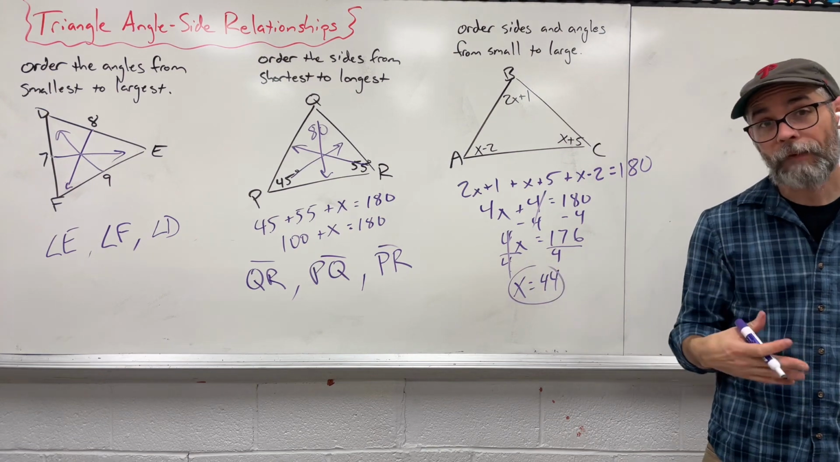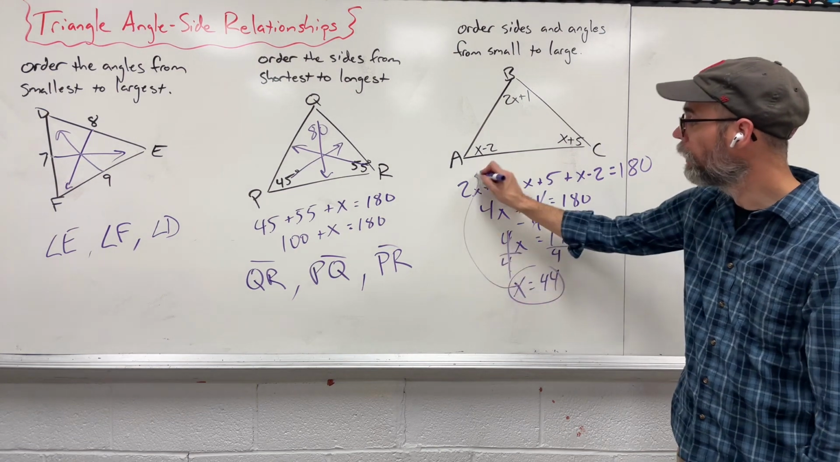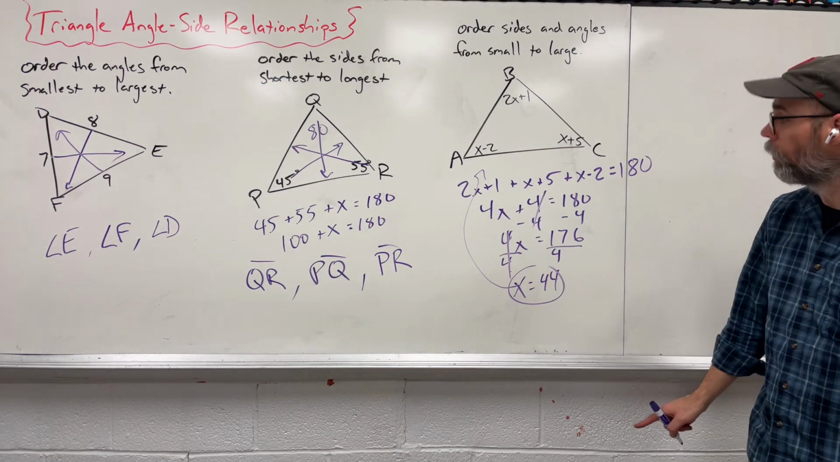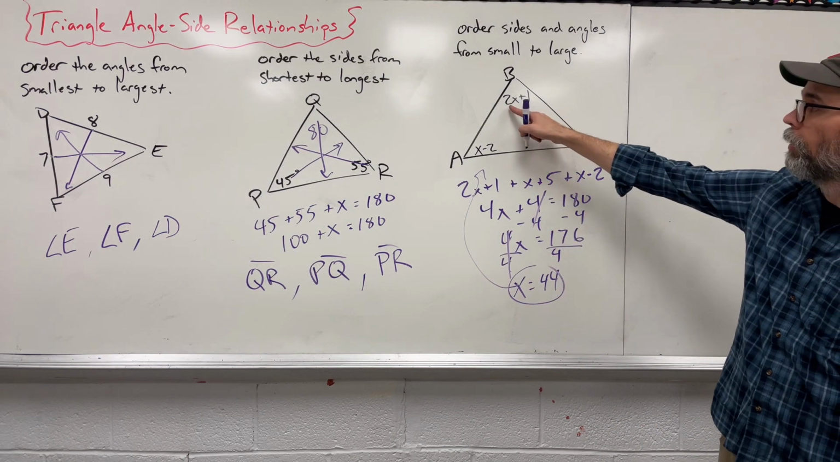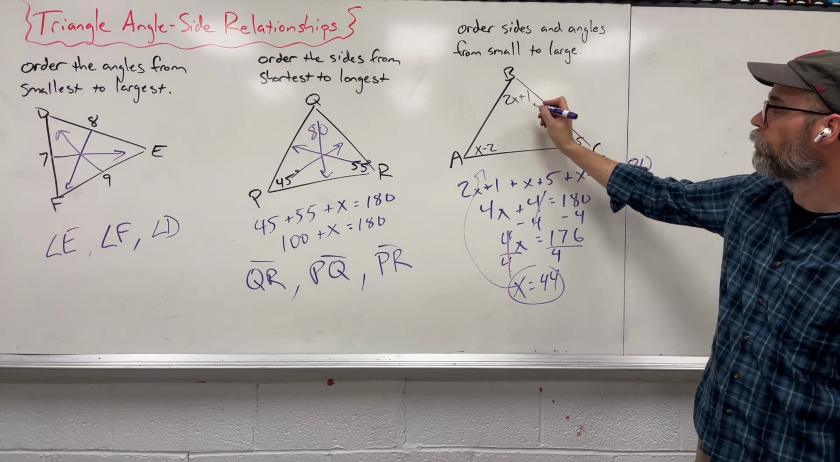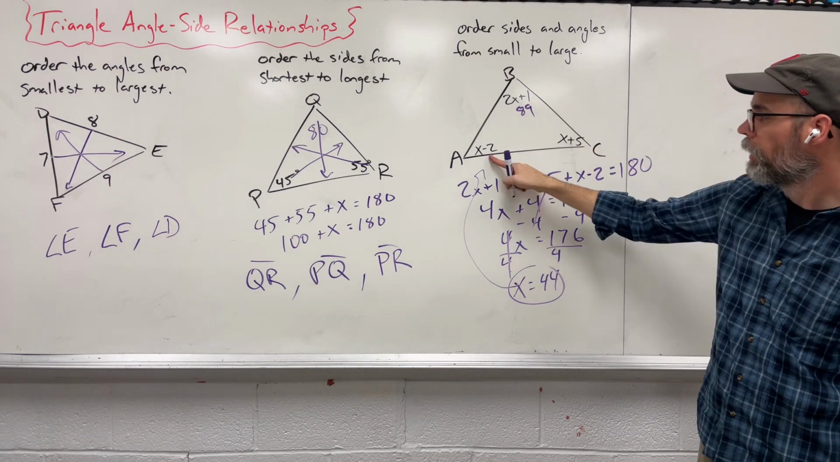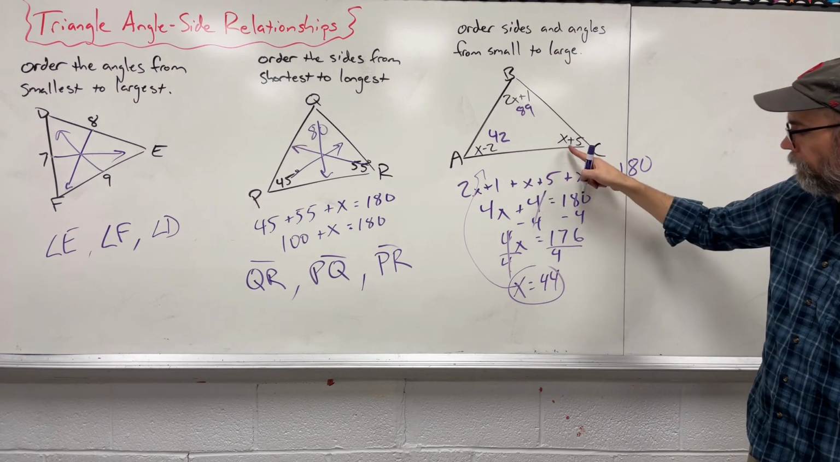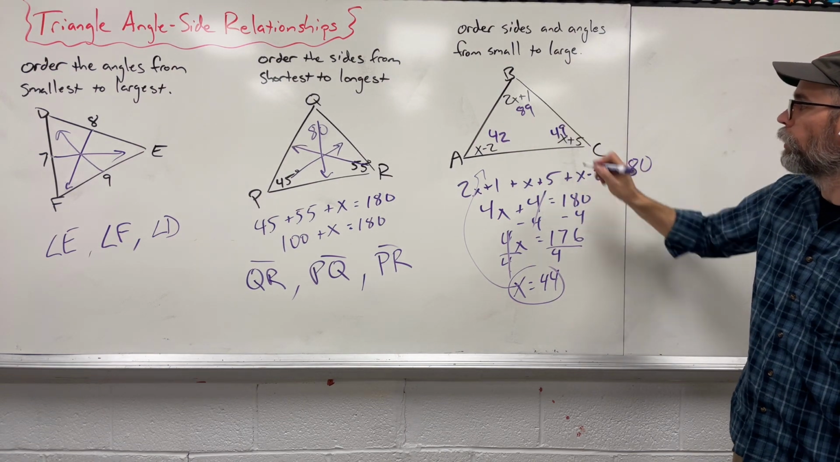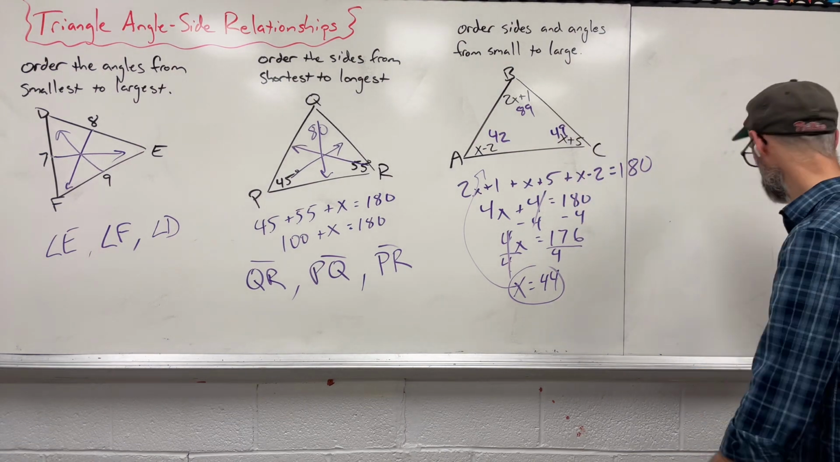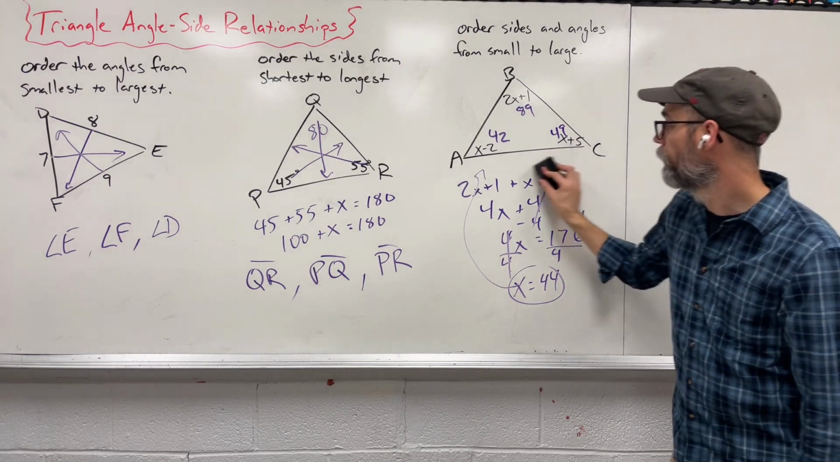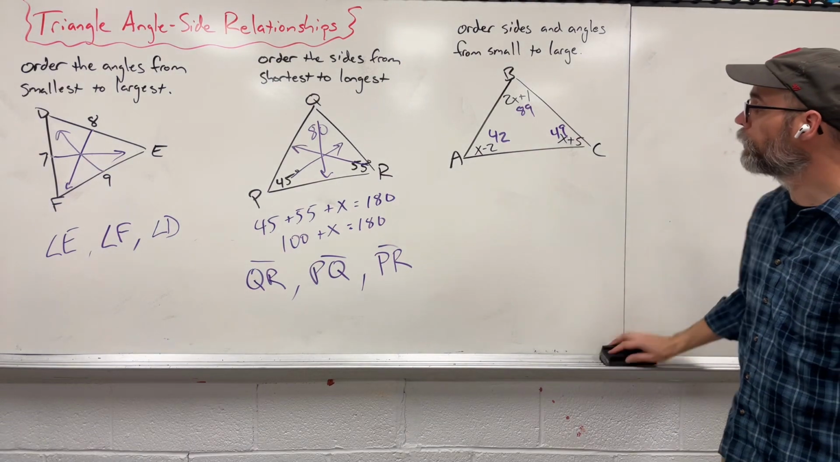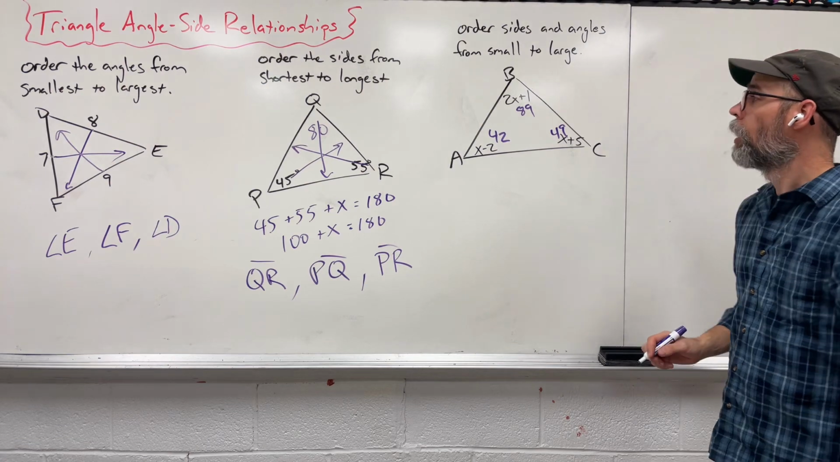Okay, I take that 44, and I need to plug it back in for all of these. So 44 all the way up here. 2 times 44 is 88, plus 1 is 89. 44 minus 2 will give me 42. 44 plus 5 is 49. So we have our three measurements. I'm going to get rid of all this. We can put everything in order now.